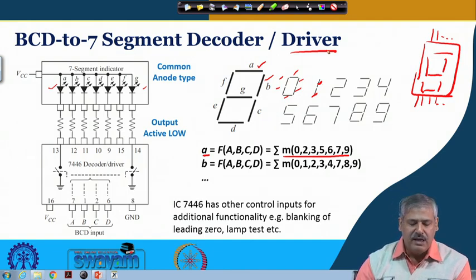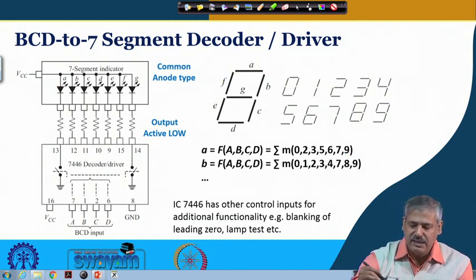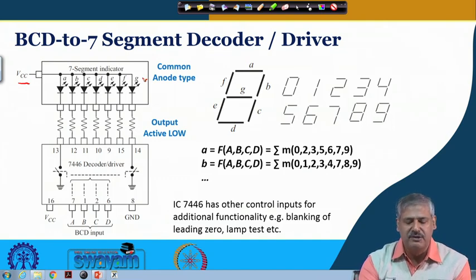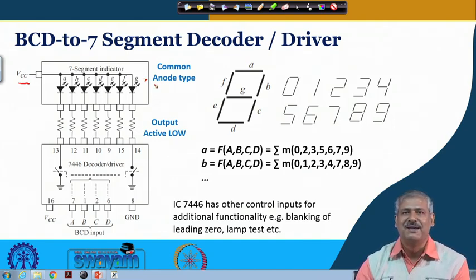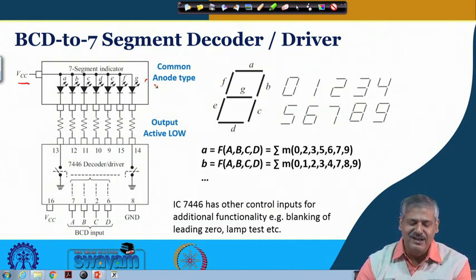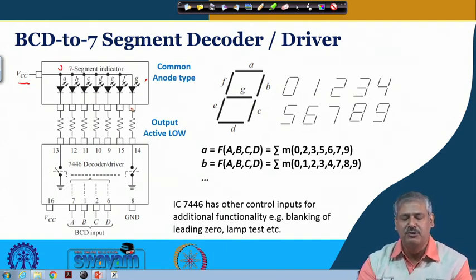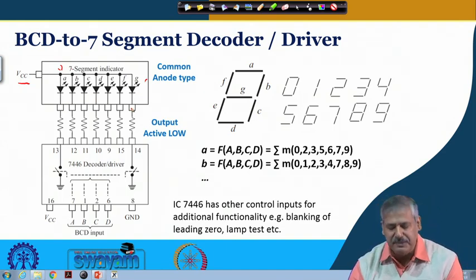We are saying that this is a common anode type, because VCC is connected to the positive side of the diode, the anode, as it is called in the earlier context. And if we had connected the common to ground, with the output going to each of these inputs, that would have been a common cathode type.